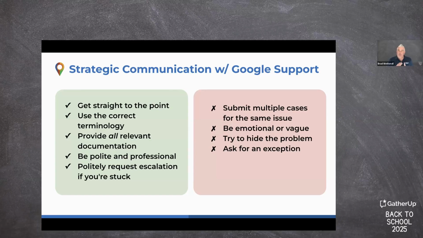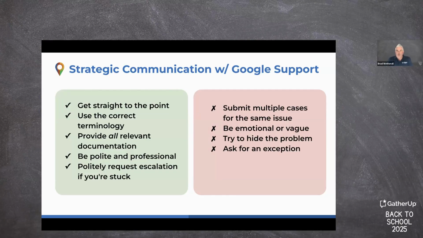But that's a little bit trickier. Getting escalation from a level 1 to a level 2 is very common, very easy. Just request that escalation politely. And then don't submit multiple cases. The cases infrastructure that we had would just merge those cases anyway, so it doesn't really make a difference.